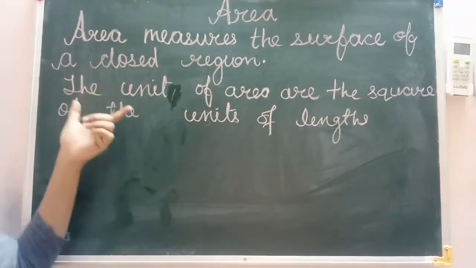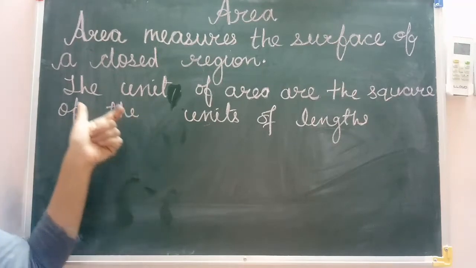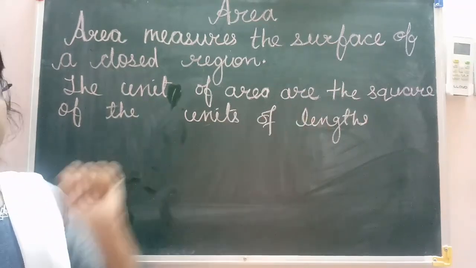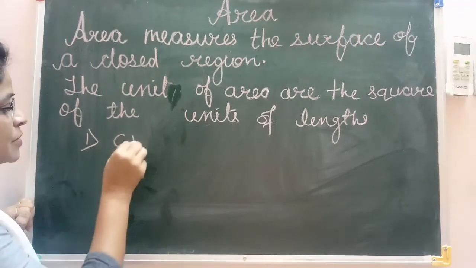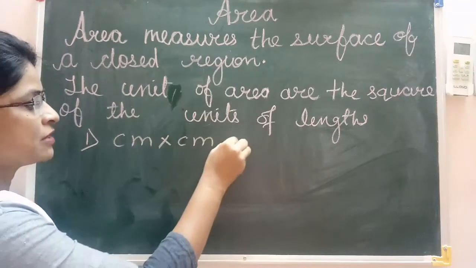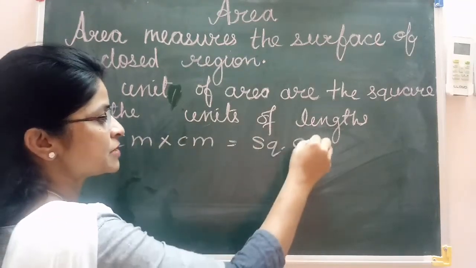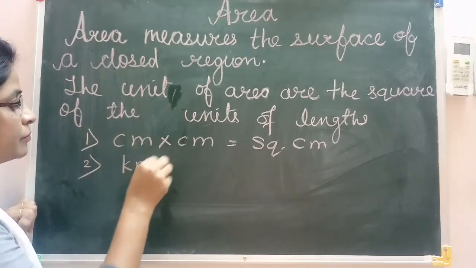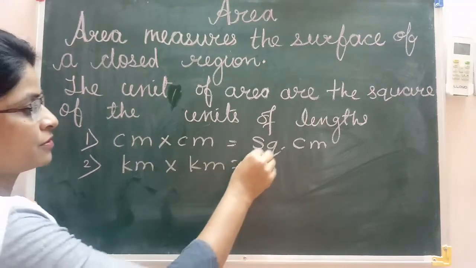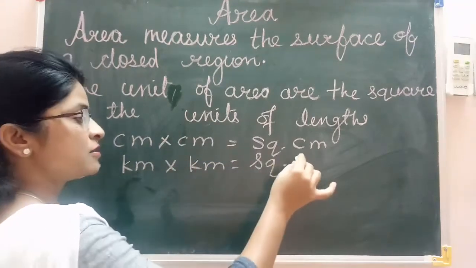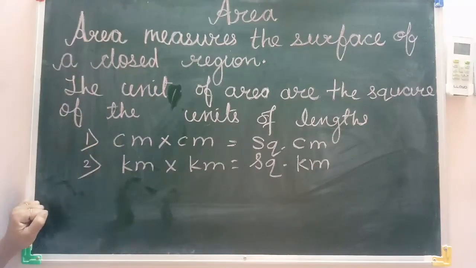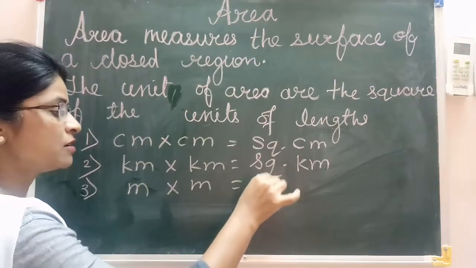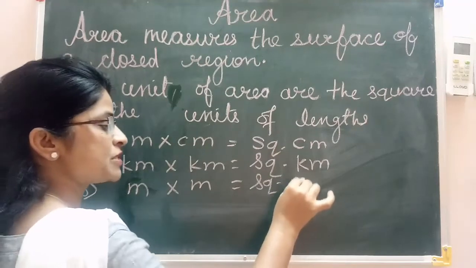Okay. And another thing, what unit for the area are we using? The unit of area is the square of the unit of length. If it is centimeter multiplied by centimeter, then we have to write square centimeters. Secondly, kilometer multiplied by kilometer, the unit for the area will be square kilometer. Meter multiplied by meter, the area unit for this will be square meter.